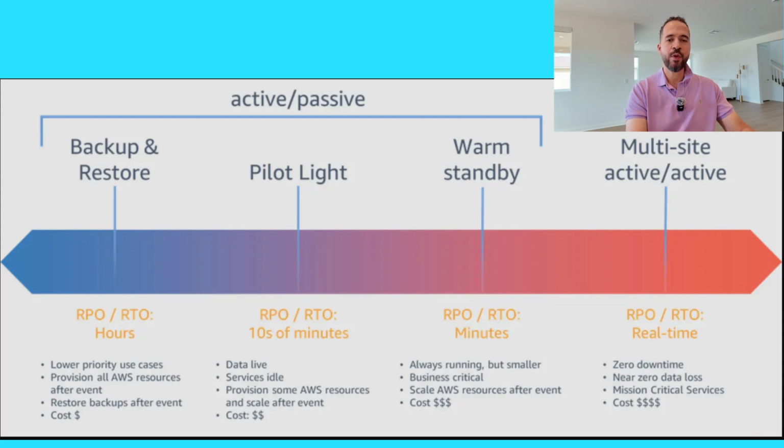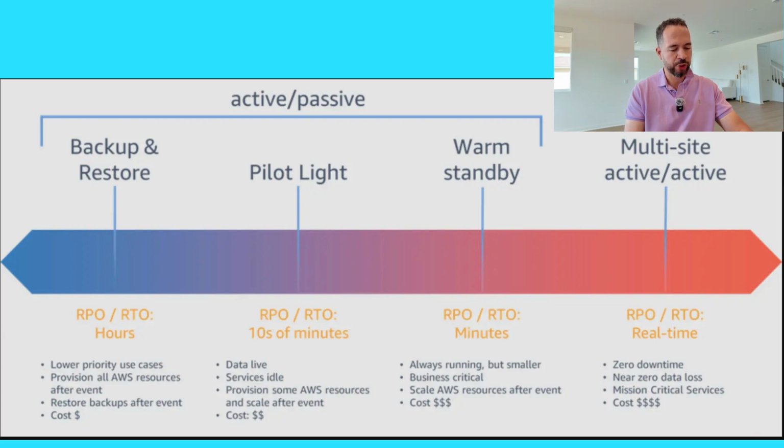They're called AWS disaster recovery strategies. And this is one of my favorite charts to look at. So we're going to look at this from left to right, starting up with backup and restore. Now, if you notice the RPO and the RTO hours, this is going to be for lower priority use cases. Think about that ice cream shop scenario that I mentioned earlier, right?